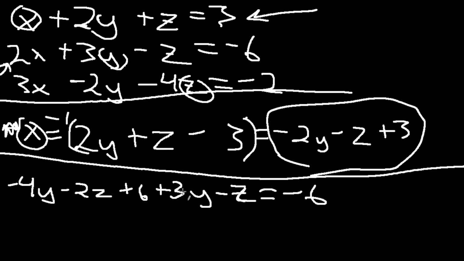See, we got a y, we got a y. It looks like it's going to be a -y. So we got -y because -4 and +3 is just -1. And then we got a z here and a z here. We got a -2z and a -z. That's going to be a -3z overall. And we've got this 6 here that's just chilling. So we got a +6. And looks like that's all we've got at the moment. And that's going to, of course, equal -6.